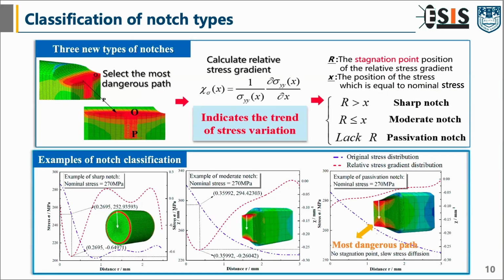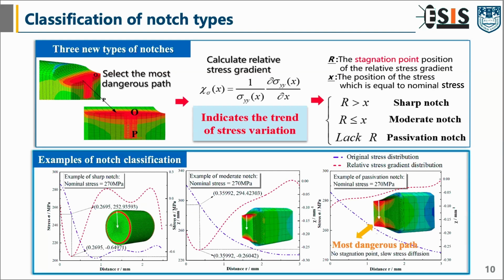Then we give the classification of notch types. After the FEM, we select the most dangerous path to calculate a relative stress gradient, which has the tandem stress variation. And then we define the R, which is the stagnation point position of the relative stress gradient, and the X, which is the position where the stress is equal to the nominal stress.